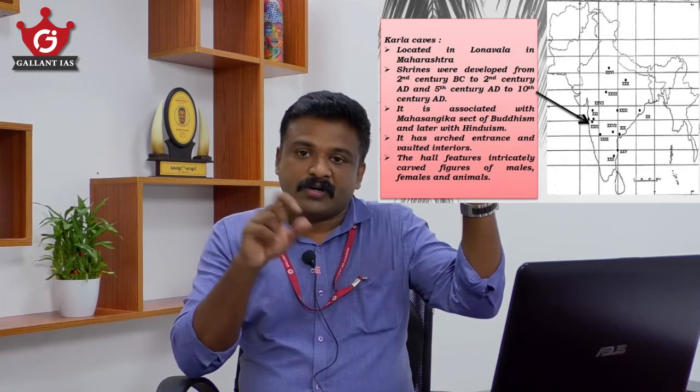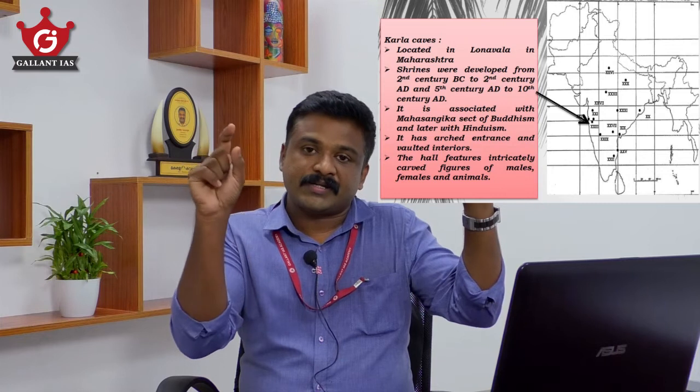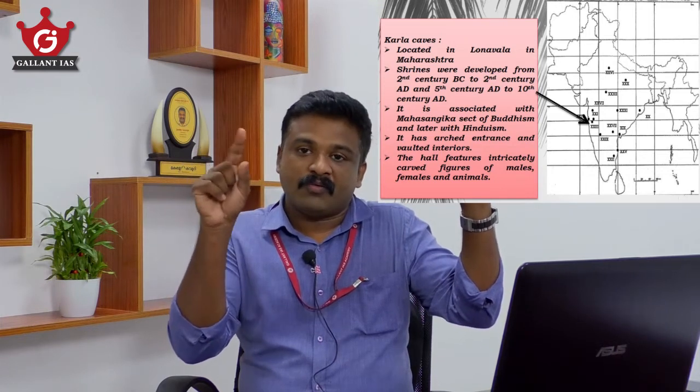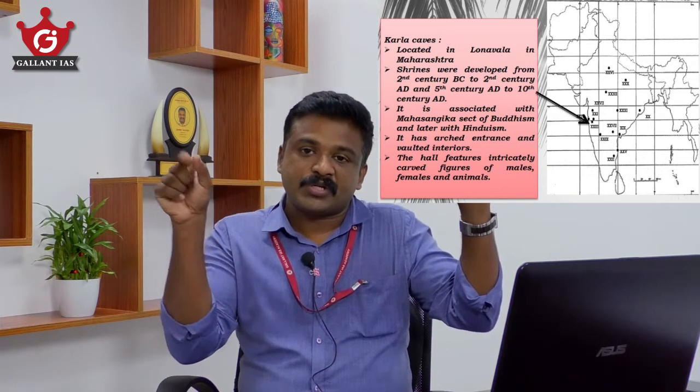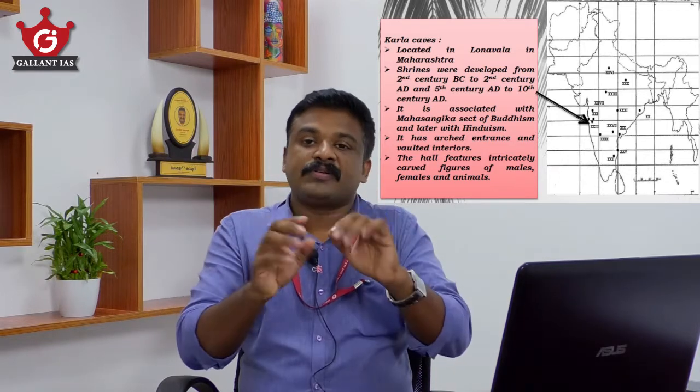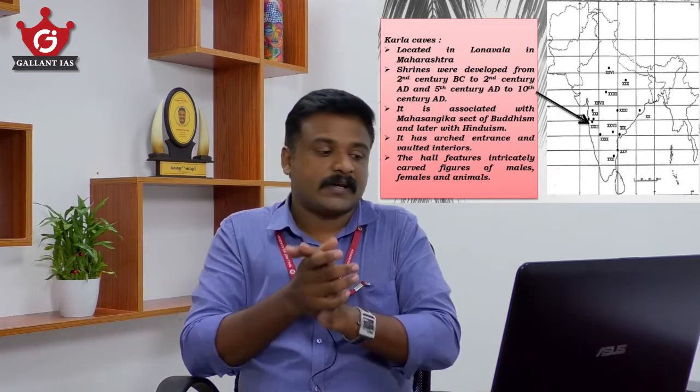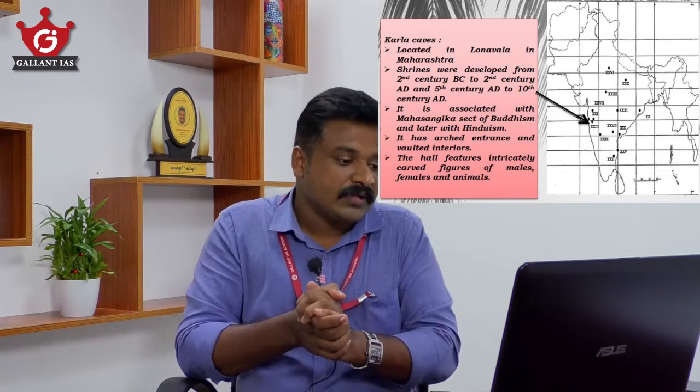Yeah, Karle Caves given on one side, and on the opposite side Mahasangika sect or Hinayana or Mahayana, Vajrayana Buddhism or Jainism or Vaishnavism or something else. That way they can make these confusing pairs. So have an idea. This is associated with the Mahasangika sect of Buddhism.